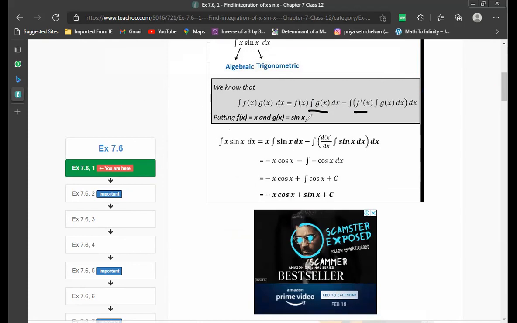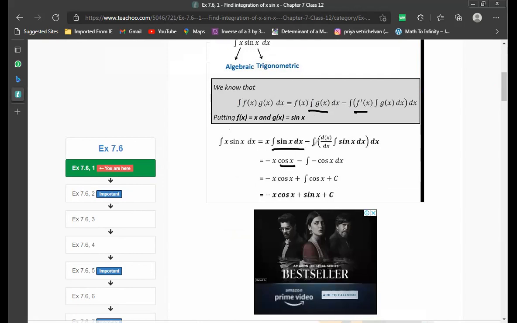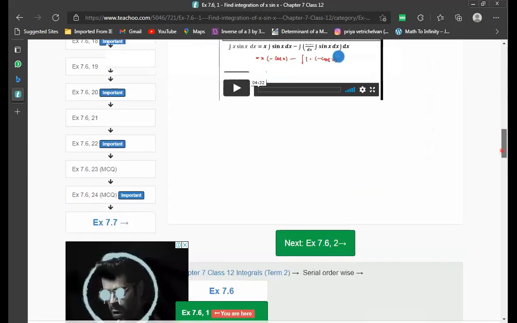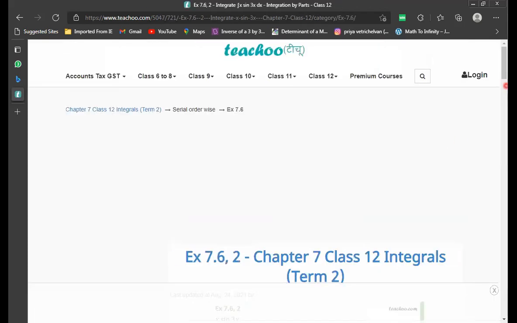So g of x is sin x. Integral sin x is minus cos x. And what is f dash of x? F dash of x means differentiation. Differentiation of x is 1. And integral g of x again: integral sin x is minus cos x. Minus of minus cos will give you plus cos. So plus, you have the integral sign already here, so integral cos x is nothing but sin x. So minus x cos x plus sin x plus c. Clear? Very clear. That's it. This is pretty easy.